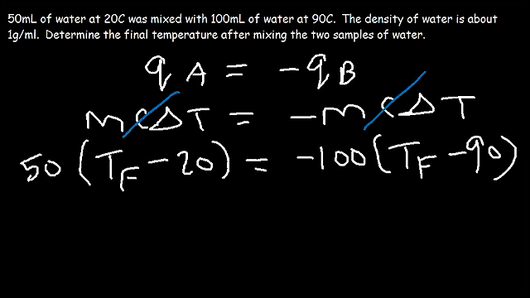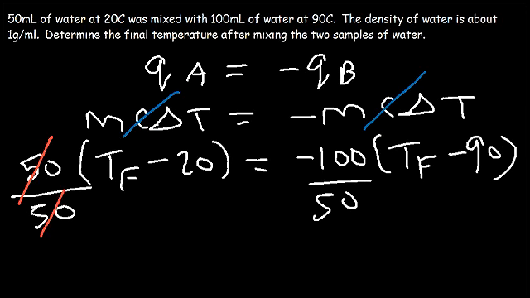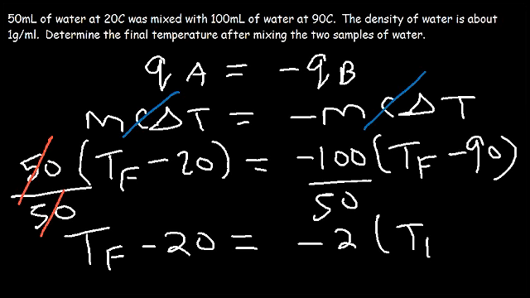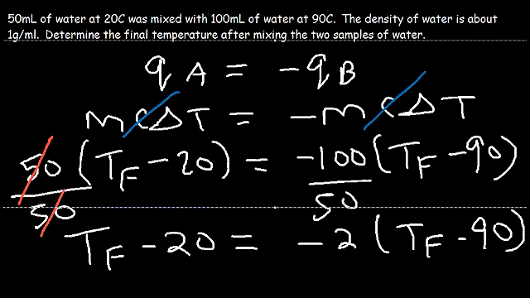To simplify this equation, let's divide both sides by 50. So these two will cancel, and we no longer need the parentheses on the left side. On the left is simply TF minus 20. On the right side, 100 divided by 50 is 2. So let's distribute the negative 2 on the right side.